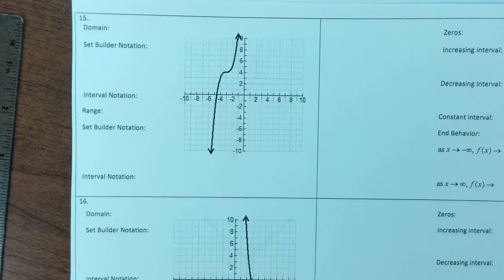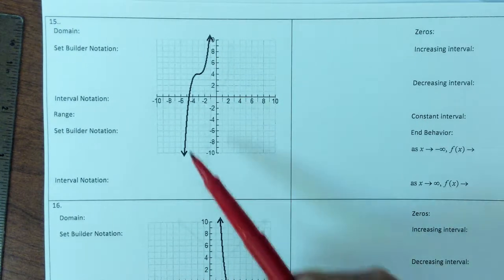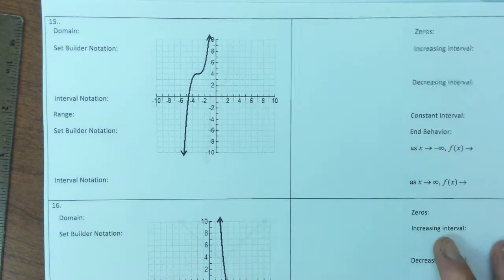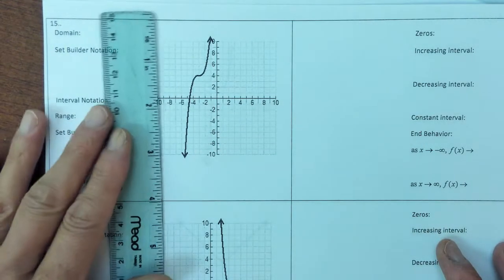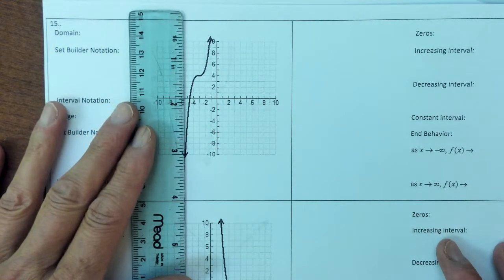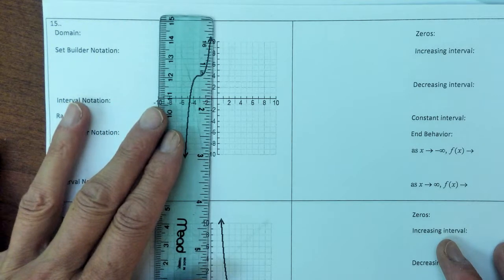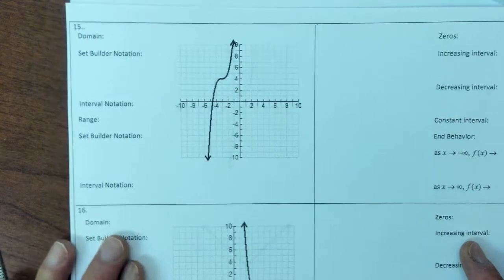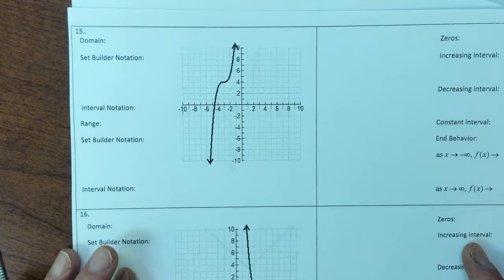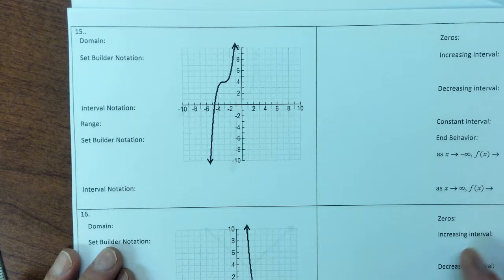Okay, so let's talk about domain and range. First of all, clearly this is a function. Why is it a function? Because if I were to do the vertical line test, it only touches at one point on that vertical line. So this is a function. It's kind of a skinny function, but this is where students get a little confused.